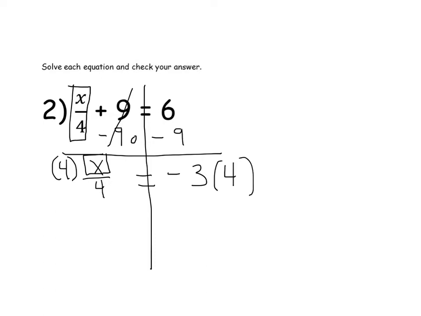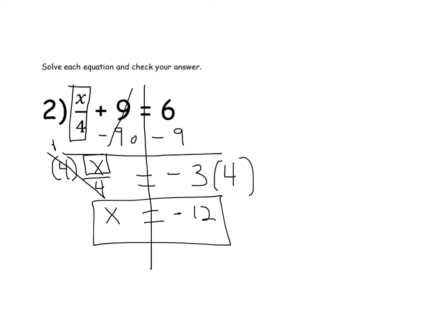If I multiply the left side by 4, I need to do the same to the right side. What ends up happening is I have a 4 on top and a 4 on bottom on this left side. 4 divided by 4 divides out to be 1. So I'm going to put a little 1 there. But when I write this down, I know that 1x is the same as x, so I'm just going to bring it down as x equals negative 3 times 4 is negative 12. So the answer to this equation is x equals negative 12.